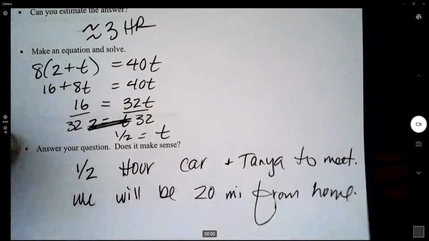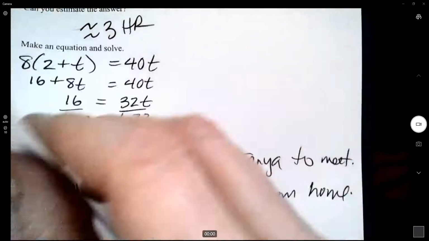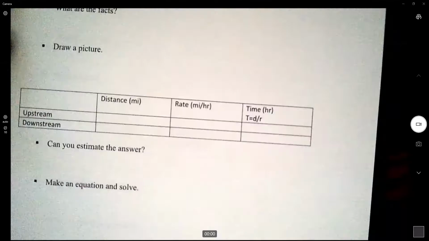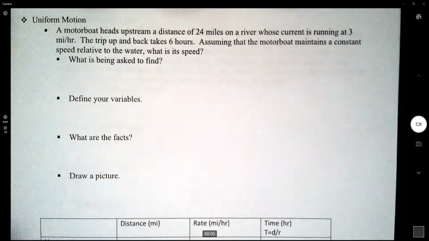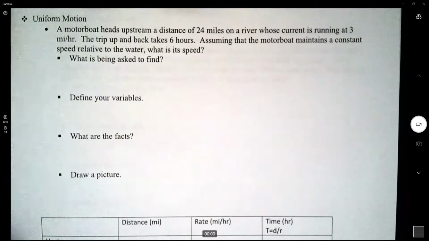All right, 2 more. Let's go ahead and do those last couple problems here. Now that we know how the steps will work, let's look at one more uniform motion problem. Here we've got a motorboat that heads upstream a distance of 24 miles on a river whose current is running at 3 miles per hour. The trip up and back takes 6 total hours. Assuming that the motorboat maintains a constant speed relative to the water, what is its speed?